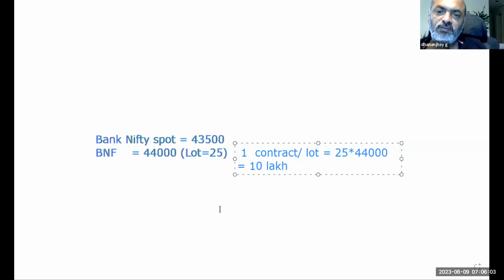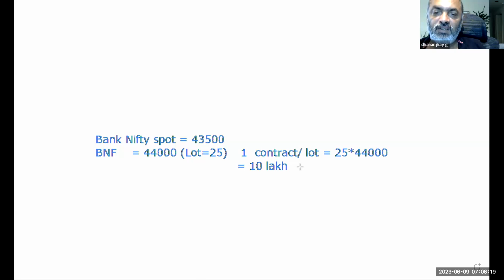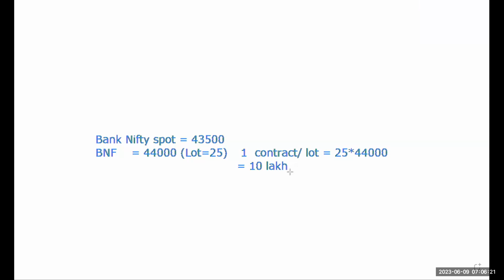Since the price that has been dictated is 44,000 per contract, the cumulative value will be 25 contracts into 44,000 each. So it will be 10 lakh. Yes, this is called contract value. Yes, sir, total contract value.